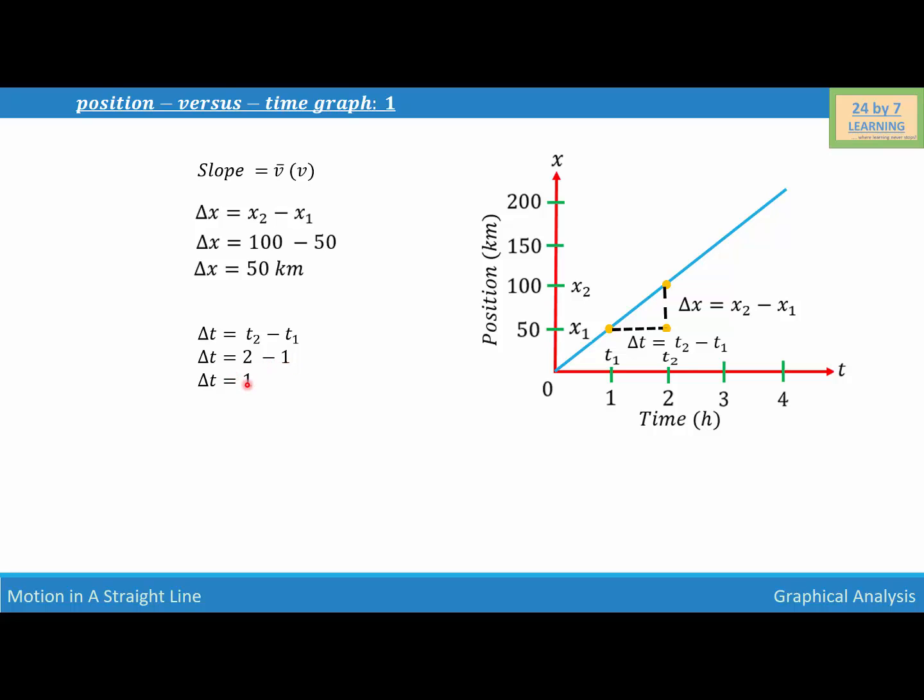Now let's find the slope, because if we know the slope, that is basically equal to the average velocity or velocity. So we'll write slope is equal to delta x over delta t, and my delta x is 50 and my delta t is 1 hour. So I will write 50 kilometers over 1 hour, and 50 over 1 is 50. So my slope is basically 50 kilometers per hour, which is the average speed, or I should say velocity of the body. And this is basically an example of a position versus time graph for uniform velocity.